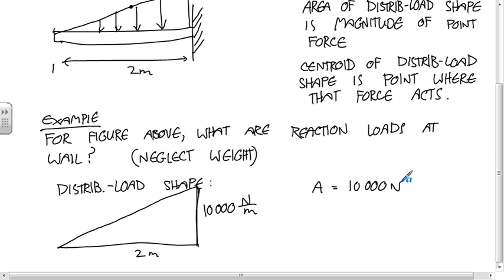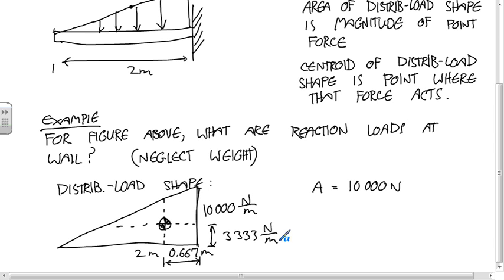And the centroid is a third of the way this way, and a third of the way this way. So the centroid is going to be right here. Okay. What's a third of 2 meters? Yep. So 0.667 meters. And what's a third of 10,000 newtons per meter? Yeah. So 3,333 newtons per meter.